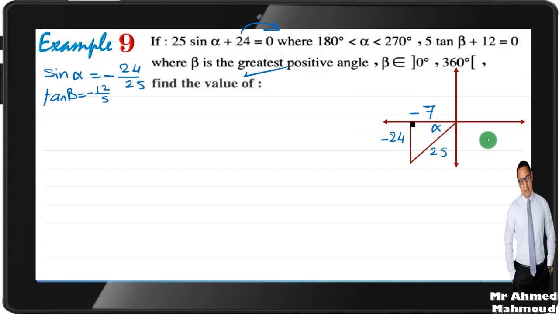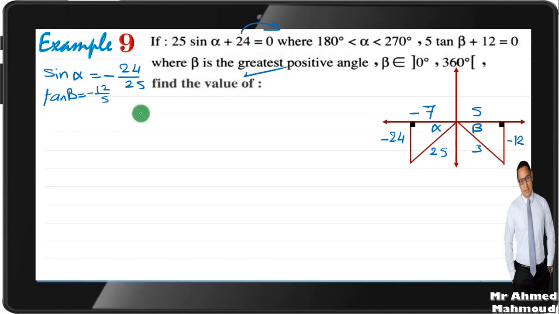So I will draw a triangle in the fourth quadrant like this. And this represents the angle beta. Okay. The opposite equals negative 12. The adjacent equals positive 5. And this is already positive because this is the positive direction of the x-axis. By using the Pythagorean theorem, square root of 5 to the power of 2 plus negative 12 all to the power of 2 equals 13.